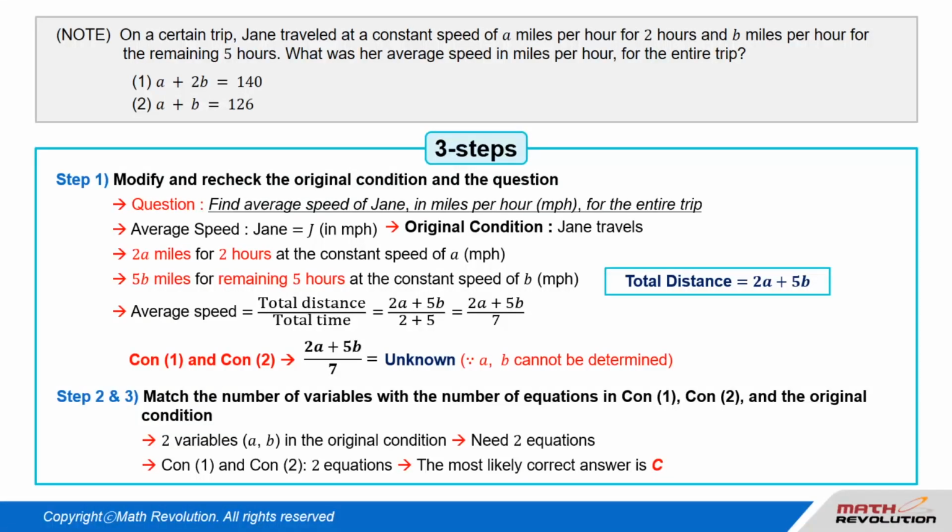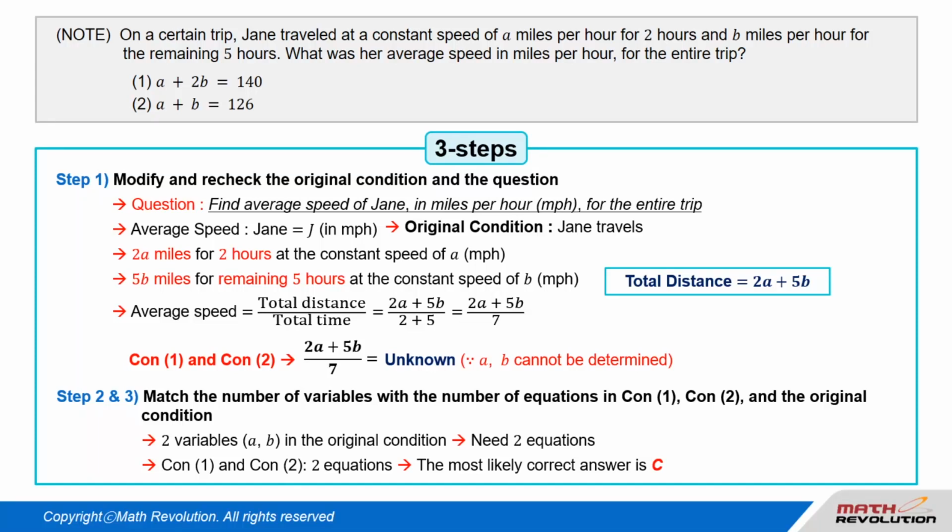So, we must move on to the second and third steps of the variable approach. Let's apply the second and third steps suggested previously. From the original condition, we have 2 variables, A and B. To match the number of variables with the number of equations, we need 2 equations. Since conditions 1 and 2 will provide 1 equation each, C would most likely be the answer.